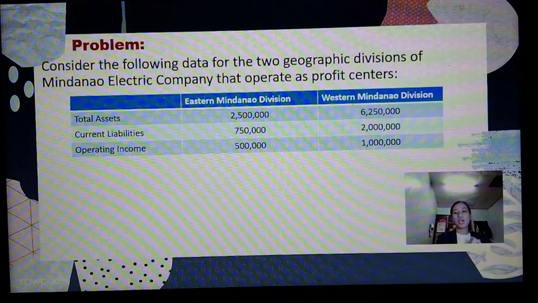In this part, I will show you an illustrative problem. Consider the following data for two geographic divisions of Mindanao Electric Company that operate as profit centers: the Eastern Mindanao Division and the Western Mindanao Division. Total assets for Eastern Mindanao is 2,500,000, while 6,250,000 for Western. Current liabilities, 750,000 for Eastern and 2 million for Western. Operating income for Eastern Mindanao is 500,000, while 1 million for Western.